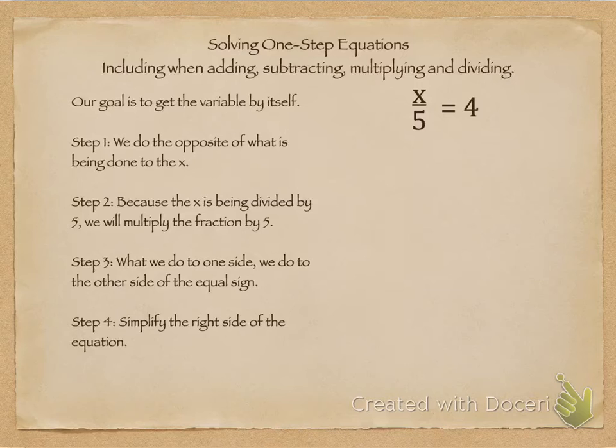Here we have x being divided by 5 equals 4. So when x is being divided by 5, we want to do the opposite, which is multiply by 5 to both sides. x is left alone, and 4 times 5 equals 20.